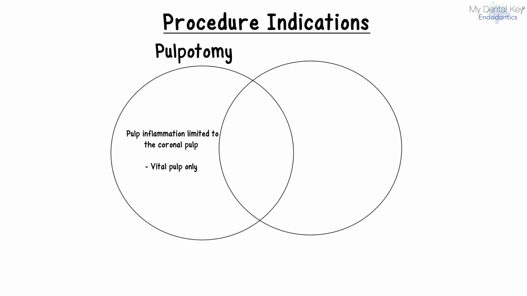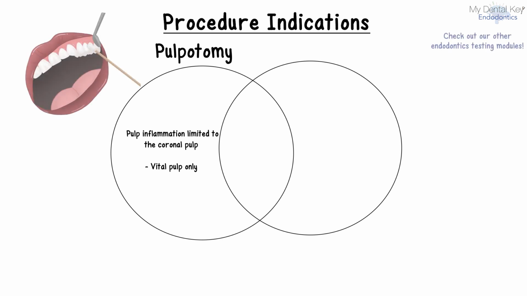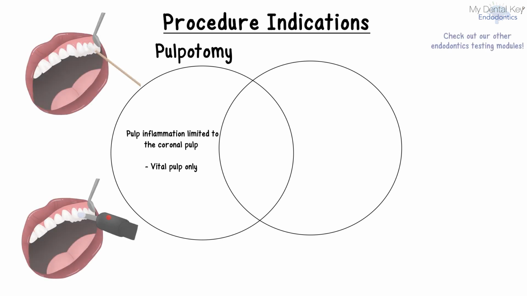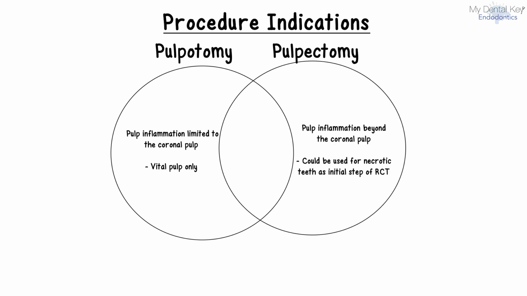For a pulpotomy, the pulpal status of the tooth must be vital. This can be indicated by a positive response to the cold test or electric pulp testing. But the true measure is the presence of vital tissue exhibited by bleeding during access. A pulpectomy may be used either in cases where the pulp is vital or as the initial step of a root canal when the pulp is necrotic.